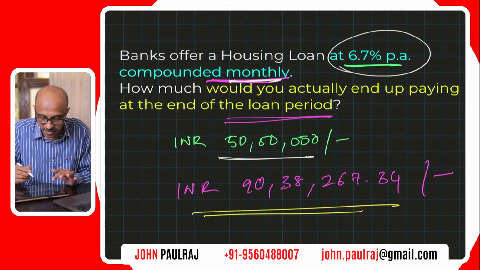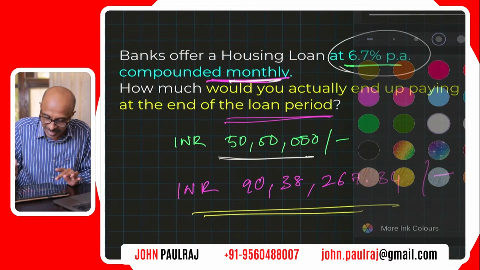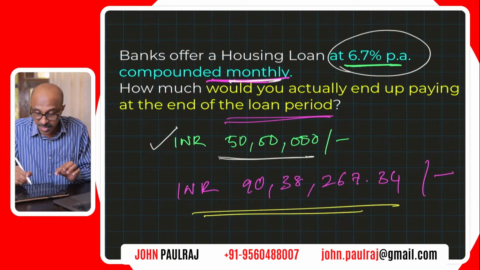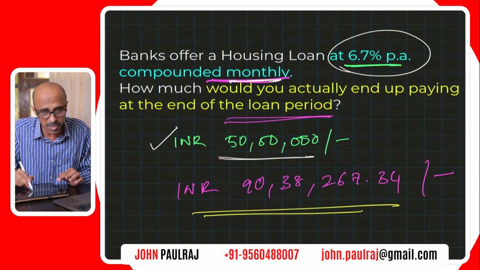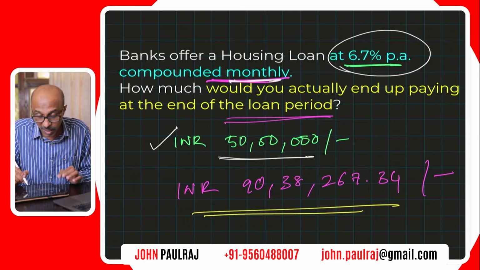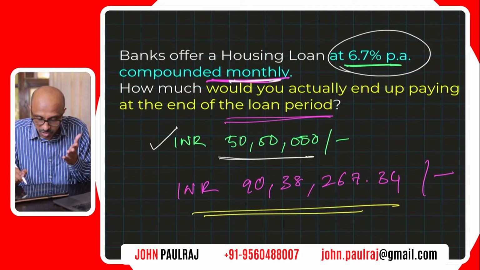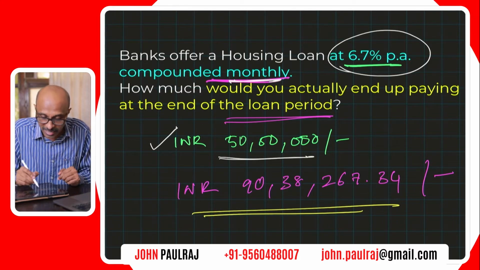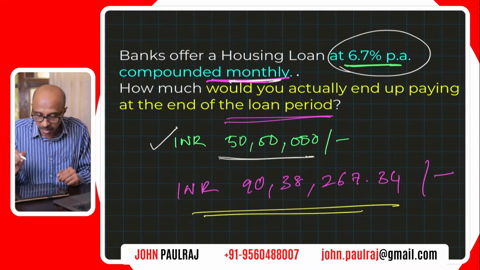We took it for 20 years, a loan of 50 lakhs, 50 lakhs Indian rupees. In India, like I said, the home loan is about 6.7% in most of the banks. And one particular bank, I saw something like 6.9. So be careful if you're applying for a home loan and it's being compounded monthly.